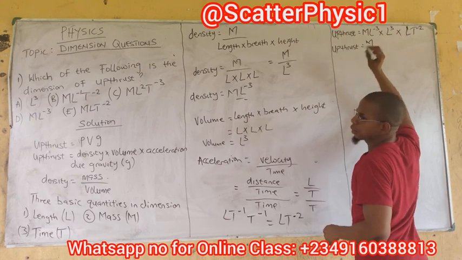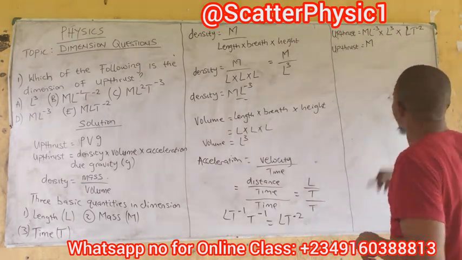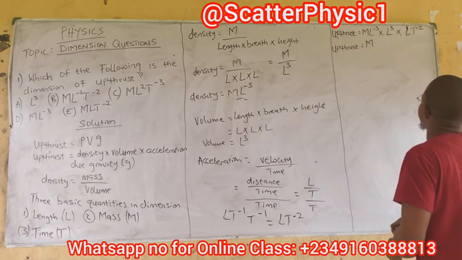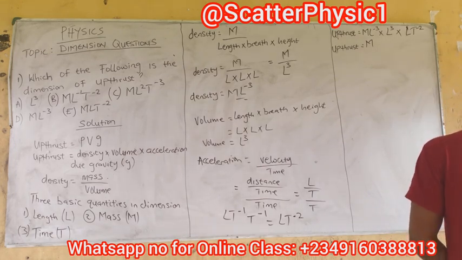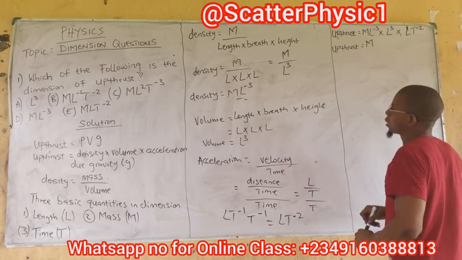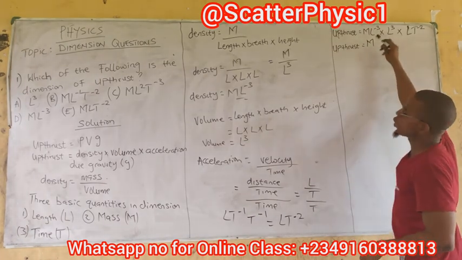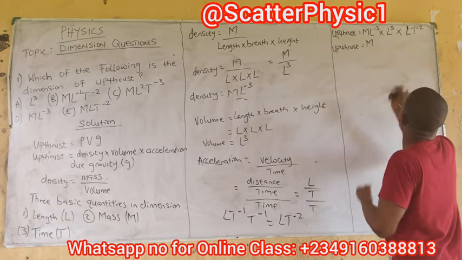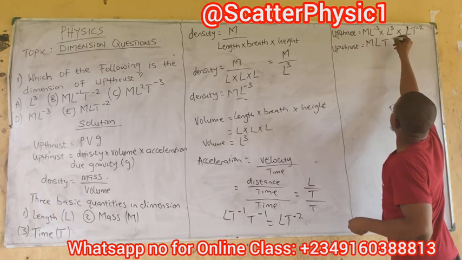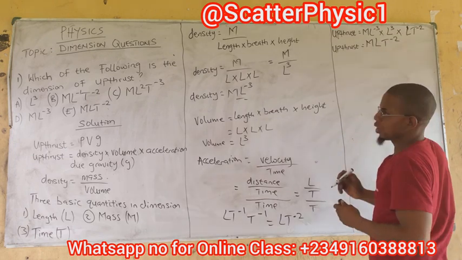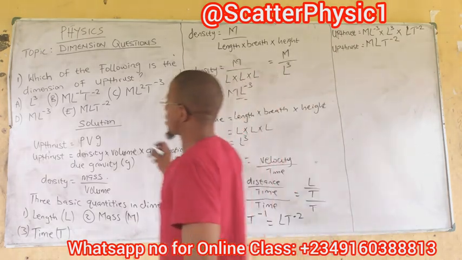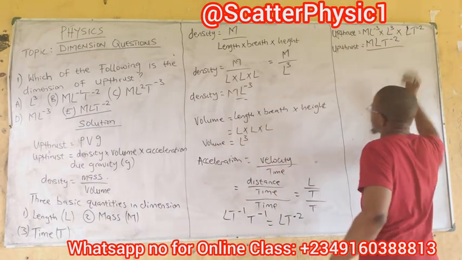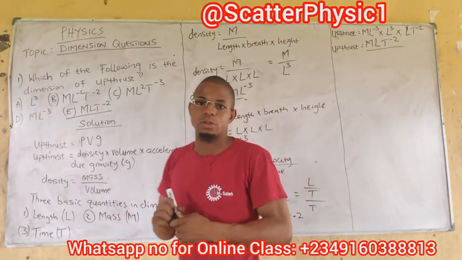We collect like terms: M, then L raised to the power minus 3 plus 3. Minus 3 plus 3 is going to give us 0. So this L is out of the scene. We have only 1 L, so L T to the power minus 2. So what's the answer? The answer is E. Our upthrust is M L T raised to the power minus 2.